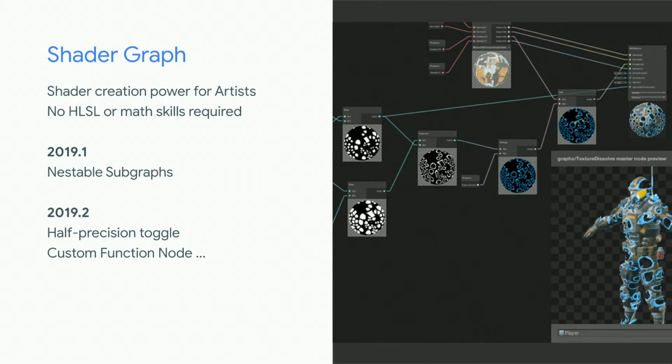And in 19.1, we've added one feature, which is nestable graphs. So if you end up having a giant graph, then you can create subsections, make them a subgraph, and then just connect them with the rest of your graph, which makes it much more readable and also makes some parts reusable. In 19.2, we are introducing the half precision toggle.